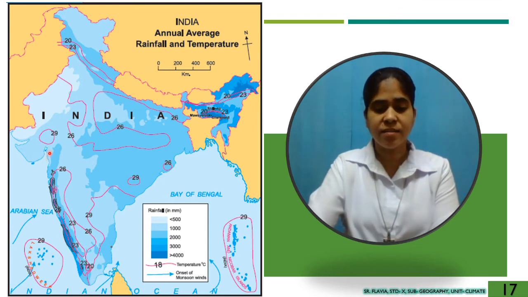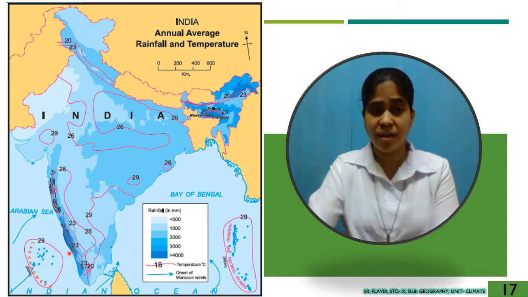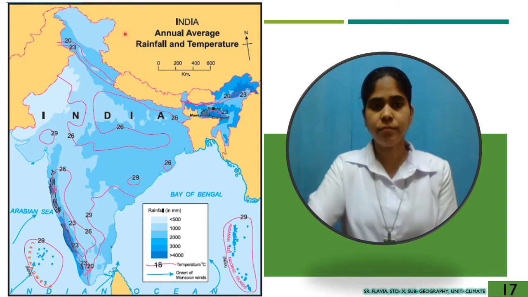Now, in this region we find the Western Ghats. These Ghats act as barriers. As a result, this region gets heavy rainfall. The dark blue denotes the heavy rainfall. Look over here. So this region receives more than 4,000 millimeters of rainfall every year.